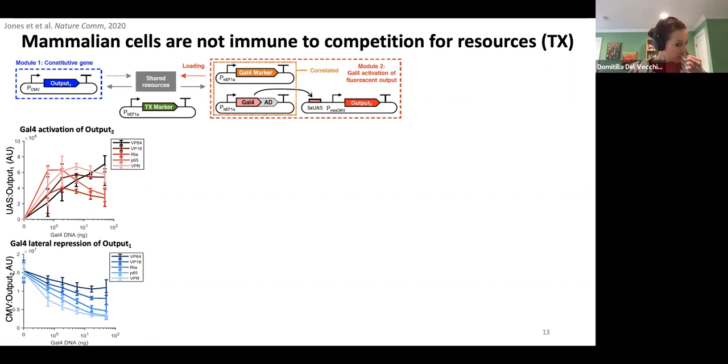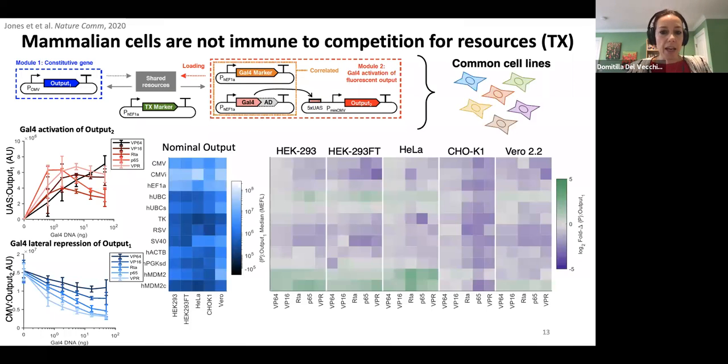Something that we were also curious about is whether these effects would be particular to a specific promoter or cell line. So we created a library of these circuits with different promoters in different commonly used cell lines. We saw that the behavior of resource competition is present in all cell lines across all promoters. Purple in this plot shows that the nominal output is getting decreased when your target is activated.